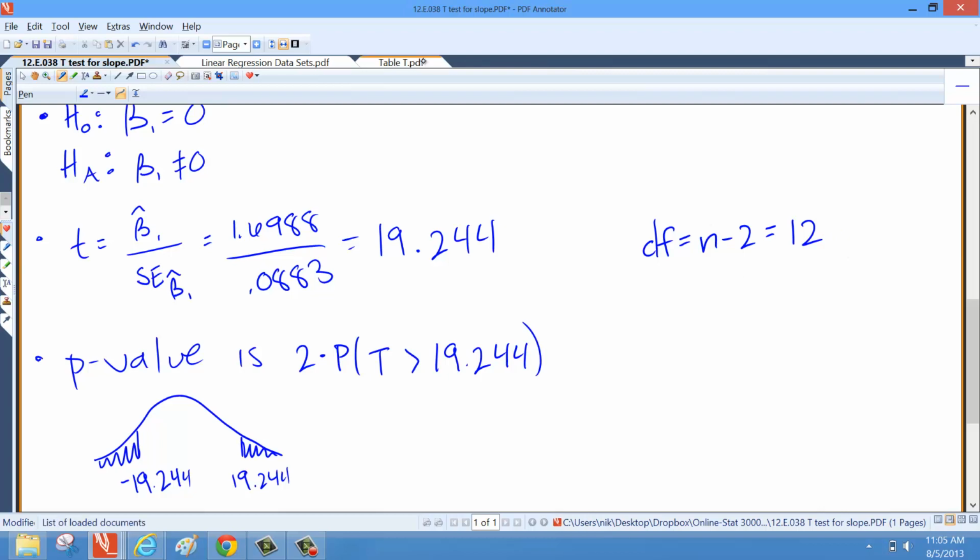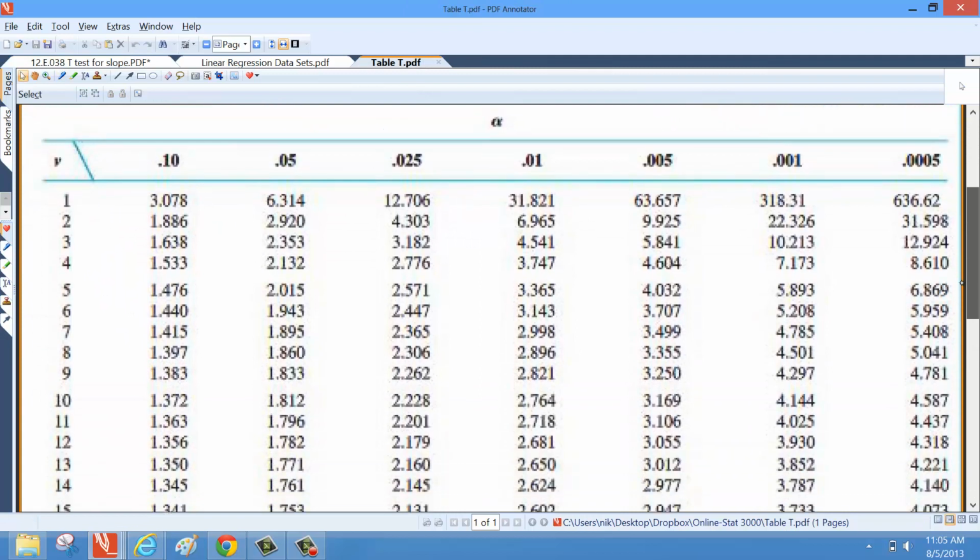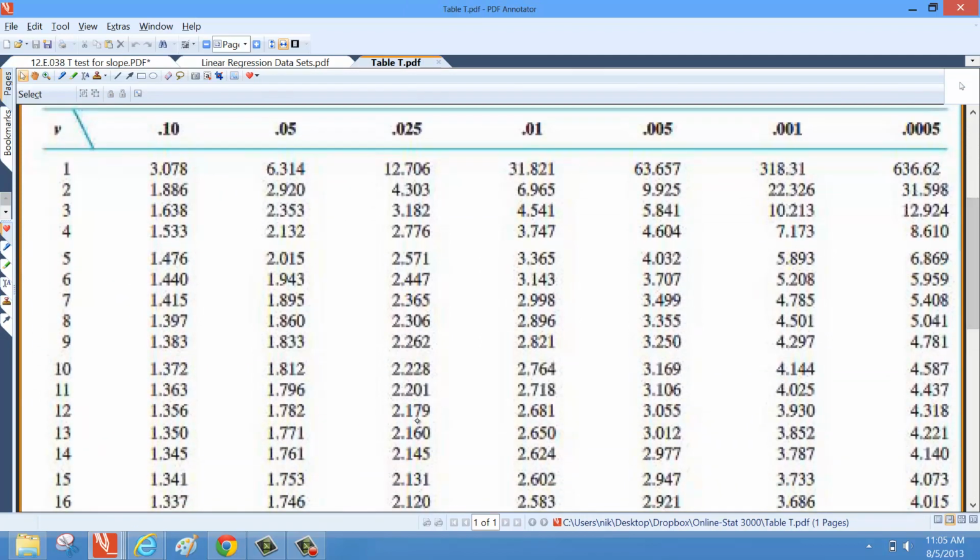To do this, I could look at my t-table. I want 12 degrees of freedom, and I'm looking for my test statistic of 19, and it's going to be way off here to the right. Very far off to the right. So small that it's going to be essentially 0, so we could put in essentially 0. Now in WebAssign, you do need more accuracy than the table will give you to get the correct answer.